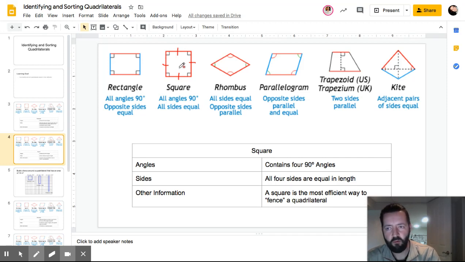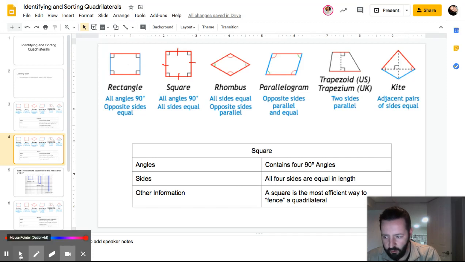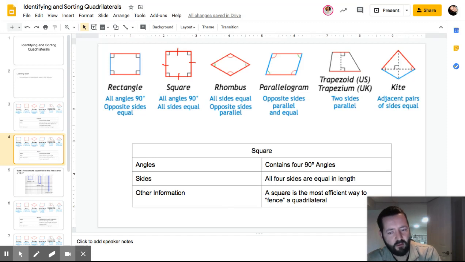Squares have all equal sides. Rectangles have pairs of equal sides. Top and bottom are equal. Left and right are equal as well, okay? Now, I just put a little note on here down at the bottom of this that a square is the most efficient way to fence a quadrilateral. Going to give you a minute to let that sink in. A square is the most efficient way to fence a quadrilateral.